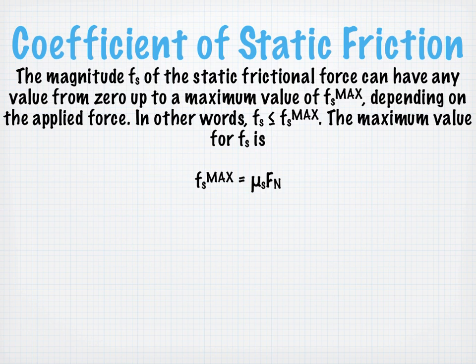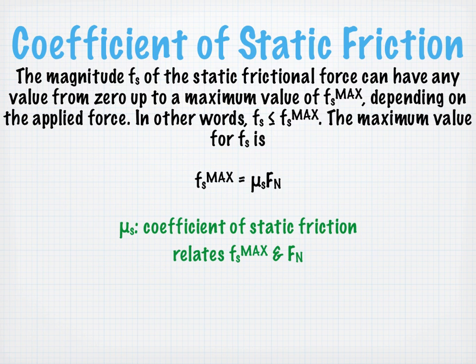The maximum value for F sub s is Fs max equals mu sub s times F sub n, the normal force from the surface. Mu sub s is the coefficient of static friction. It relates the maximum static frictional force and the normal force.